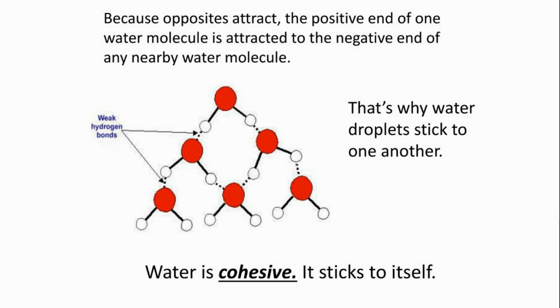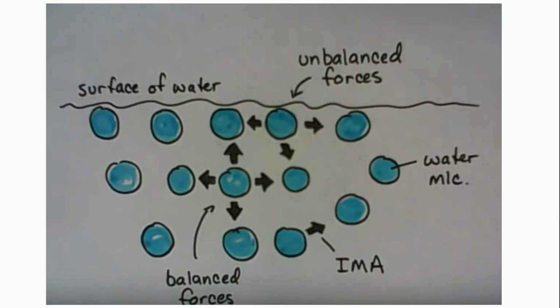So if you have a look here, this is just a diagram of what I'm trying to say. So you've got a water molecule, and you know that the positive and the negatives attract and they form these weak hydrogen bonds. So have a look here, you've got nicely balanced forces. It's attracted to this water molecule, it's attracted to this one, and this one. It's attracted to there. It's starting to attract here, and then we've got unbalanced forces at the top.